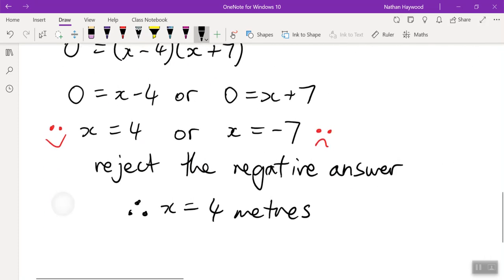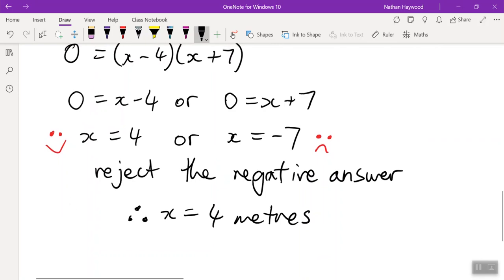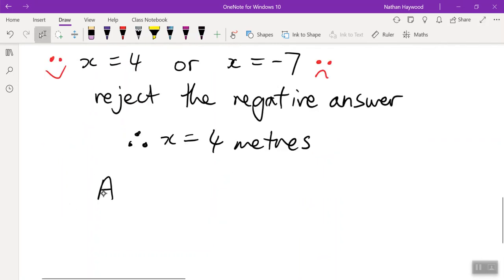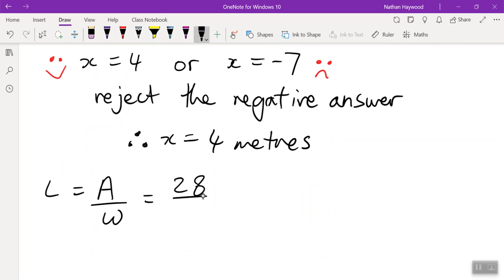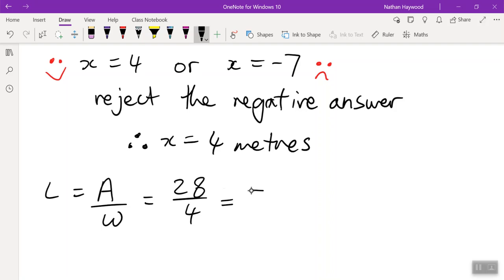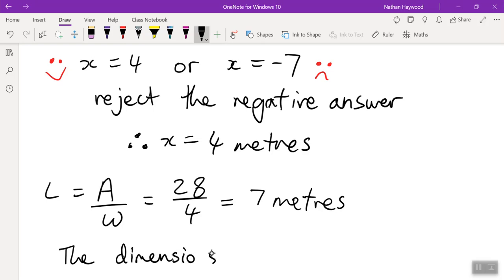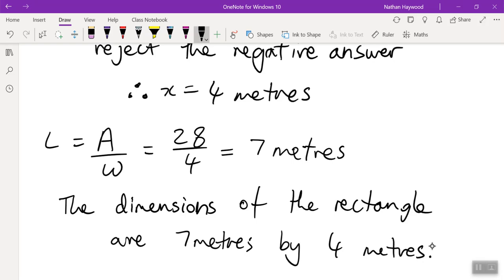What else do we need to do? Therefore, if width is 4 meters, we can solve it. So the length is equal to area divided by width. 28 divided by 4. So the length is 7 meters. This is very important. The final thing, and I expect you to do this for every question today, is you write a sentence. 4 meters. Okay?